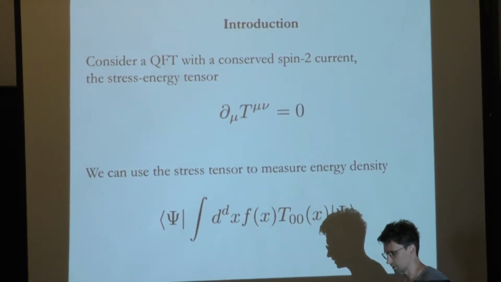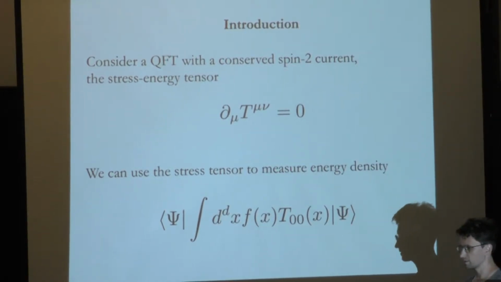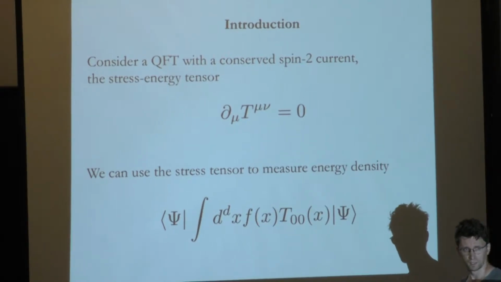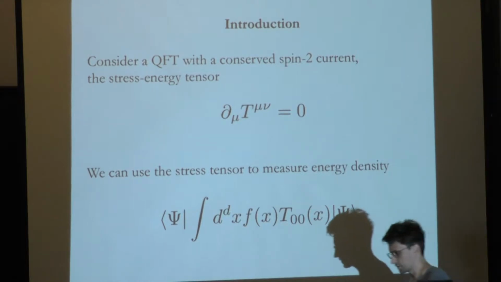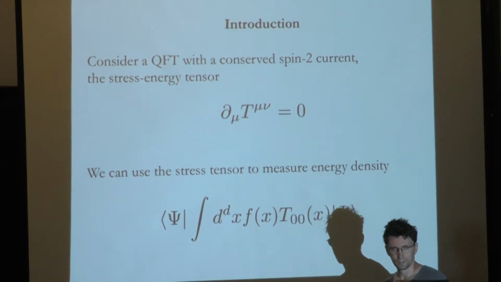Usually in these axiomatic formulations of quantum field theory, this is not a part of the axioms. But I will assume that the stress tensor exists because if we have a stress tensor, we can measure energy. And measuring energy is good.